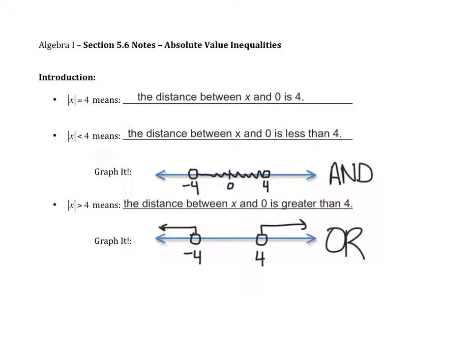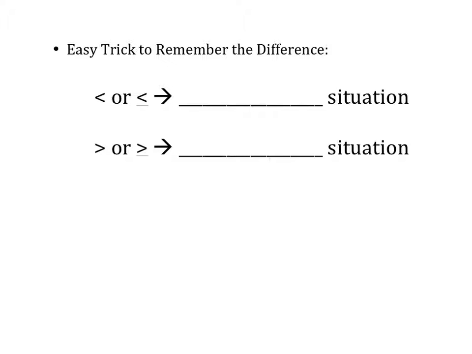So one more time, if it's less than, it's going to end up being an and situation. If it's greater than, it's going to end up being an or situation. I have an easy way of remembering this, which will be on the next slide. So here's the easy trick to remember the difference. If it is less than or equal to, you will have an and situation.